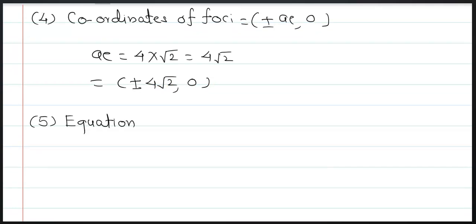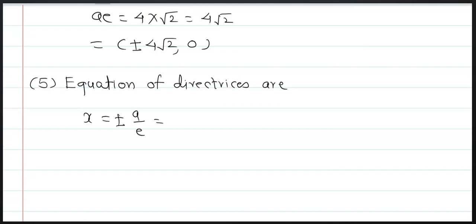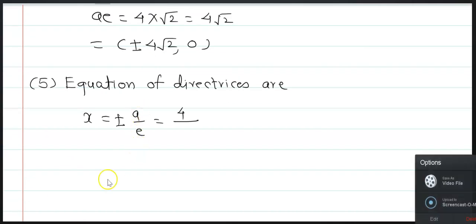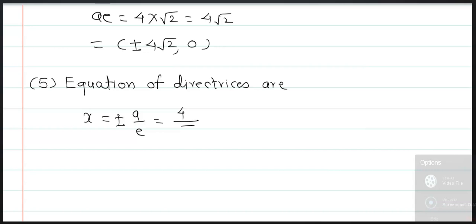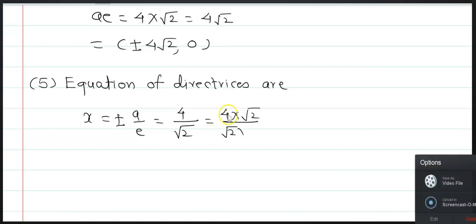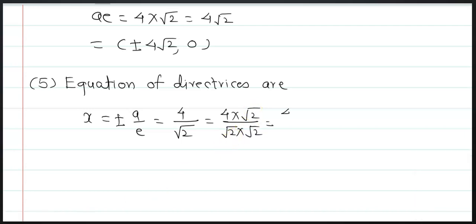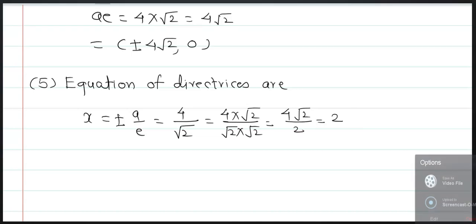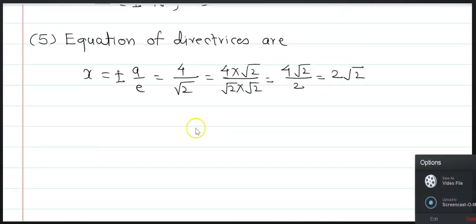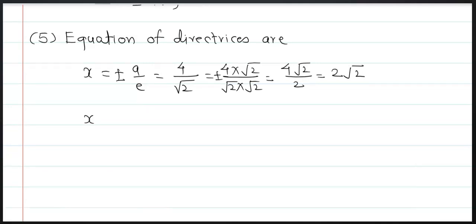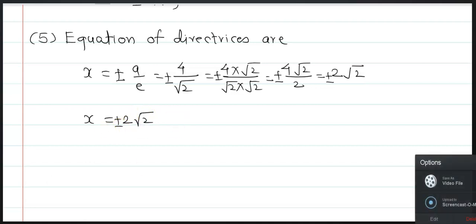Fifth one, equations of directrix are x is equal to plus or minus a upon e, that is 4 upon root 2, that is equal to 4 into root 2 upon, multiplying numerator and denominator by root 2. Then after simplification you will get 4 root 2 upon 2, that is 2 root 2. Therefore x is equal to plus or minus 2 root 2.